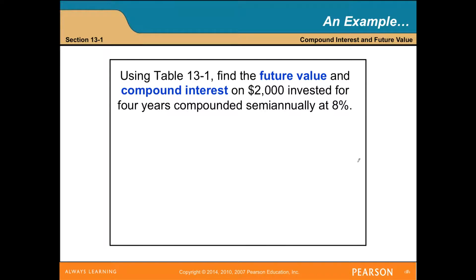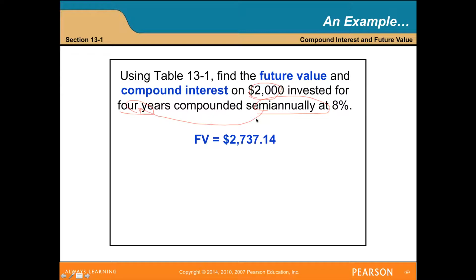Again, using the same table, find the future value and compound interest on $2,000 invested for 4 years, compounded semi-annually at 8%. The key words here are the $2,000, 4 years, semi-annually. Semi-annually implies that we have to cut each of these 4 years in half, which means multiple 6-month periods, so we're going to have 8 periods.